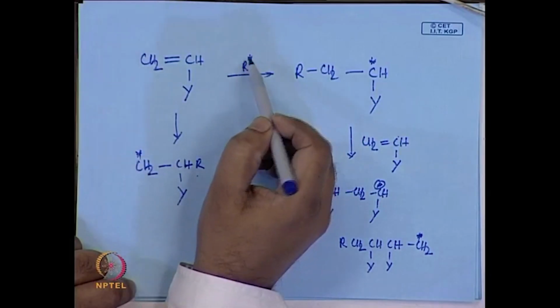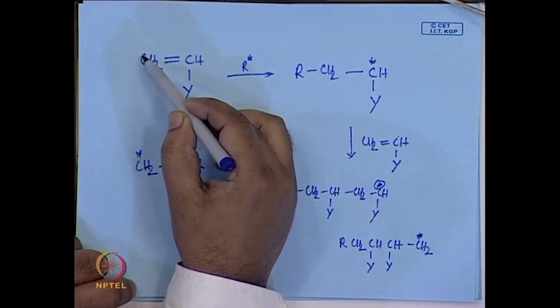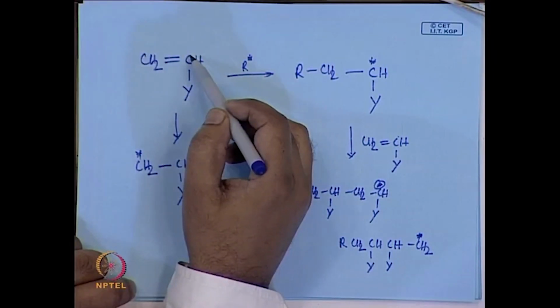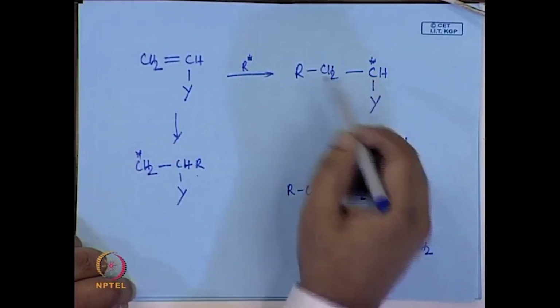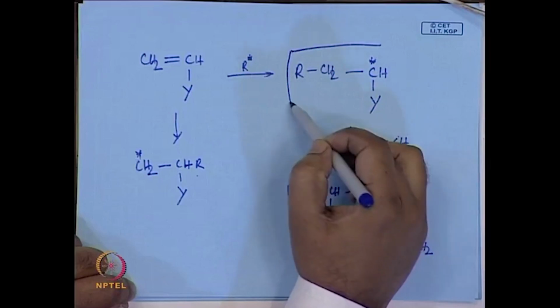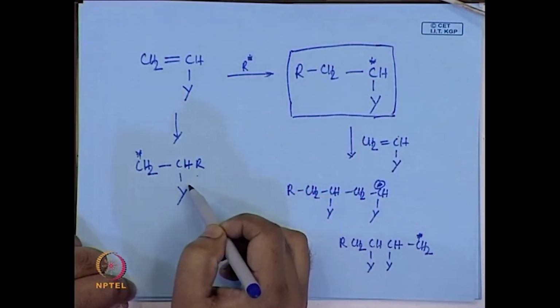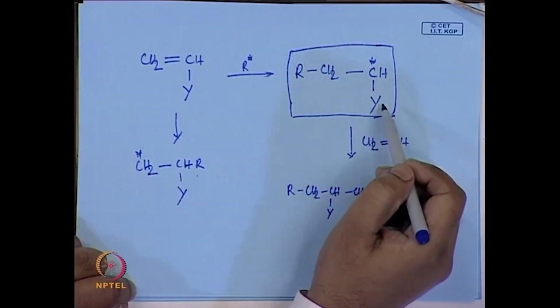So, approach of R to this carbon is always preferred over this carbon. Now, this is dominating, or almost exclusively formed compared to this, because of the electronic stabilization of the Y group.